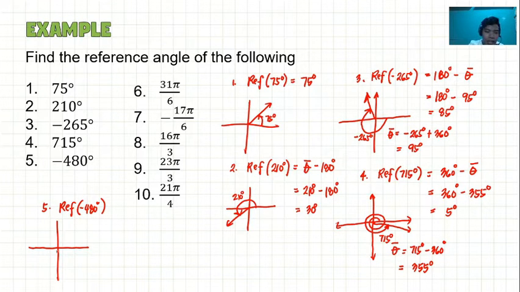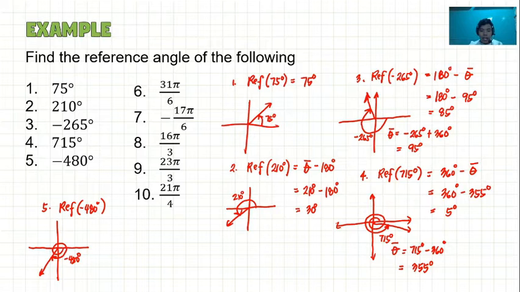So our angle is somewhere 120. So 90 plus 30, right? So it is somewhere here. Okay? So our angle will be this one, negative 1 revolution plus 120. So this is negative 480 degrees. So the angle is located at quadrant 3.